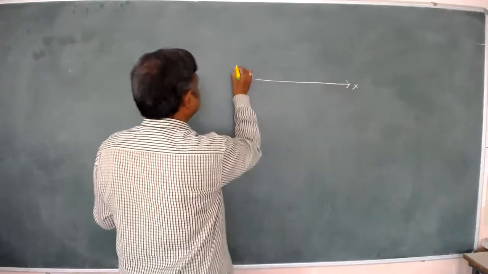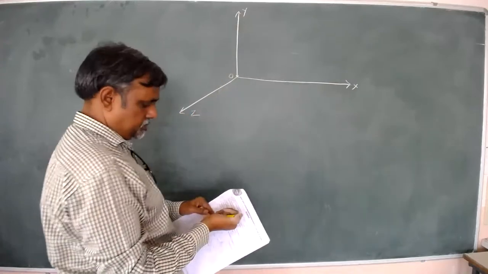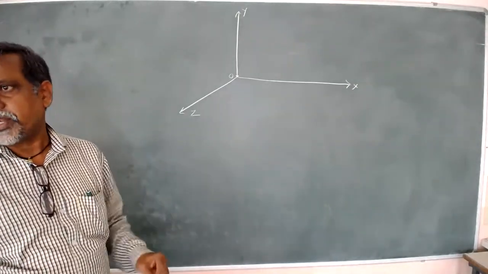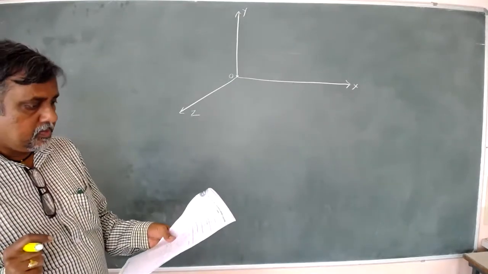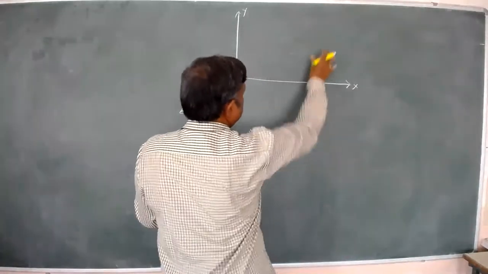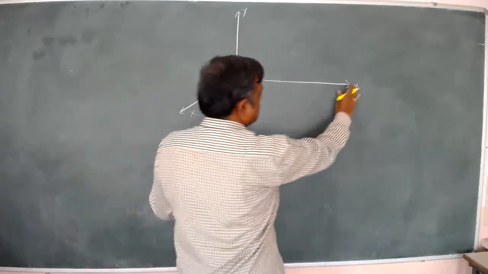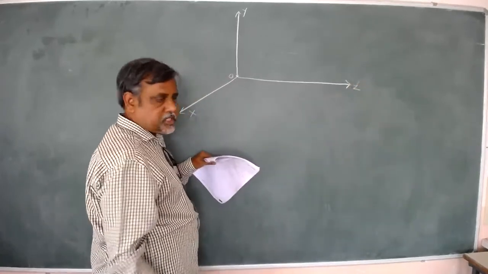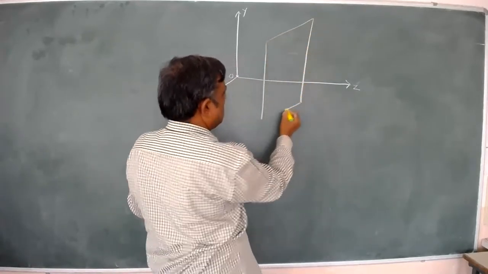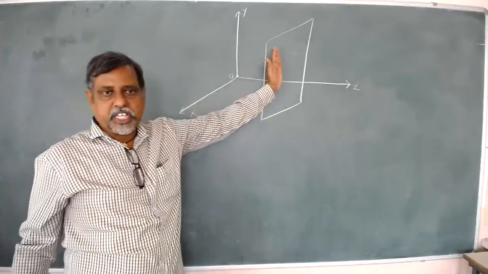This is x-axis, this is y-axis, this is z-axis, origin. I have taken space x, y, z. In the xy plane, what is the xy plane? This is the xy plane. Otherwise, this is x and this is z. Then the xy plane will be x. Okay, this is x axis, this is y axis, this is xy plane.